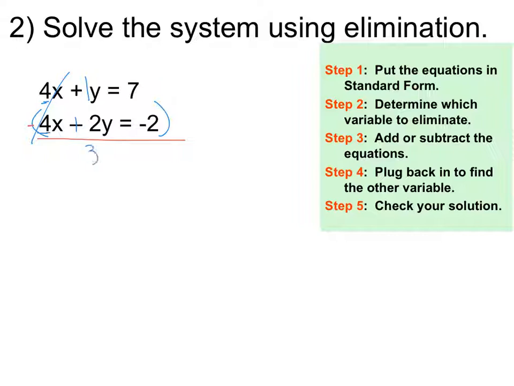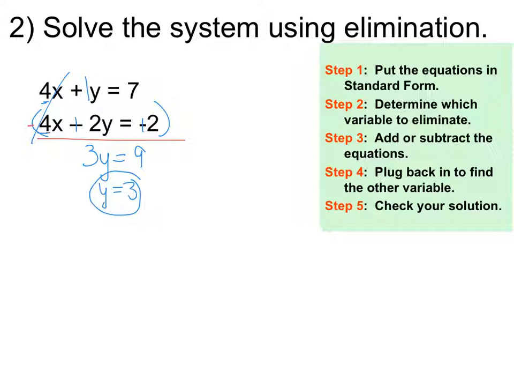So that would end up becoming a 3y. And then 7 minus -2 really becomes 7 plus 2, which is 9. And then we can solve for y and get 3. So the hardest thing of subtraction is making sure you're distributing your negative to the entire equation that you're subtracting, not just a part of it.